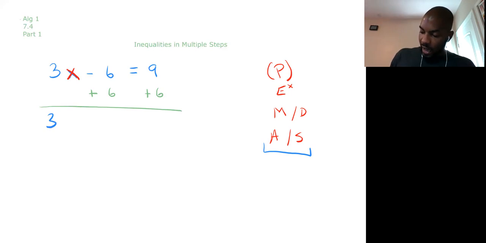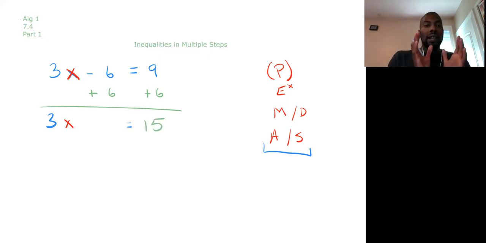3x, -6 plus 6 is 0. I don't need to write it again. Equals 9 plus 6, and 9 plus 6 is 15. Now I have 3 times what is equal to 15. So I've already done my addition and subtraction, so those are done. Let's cross those out.